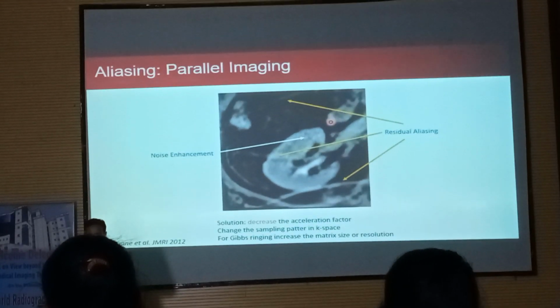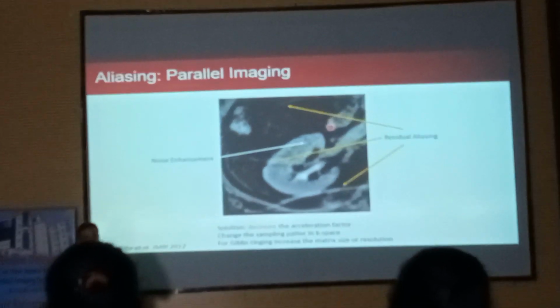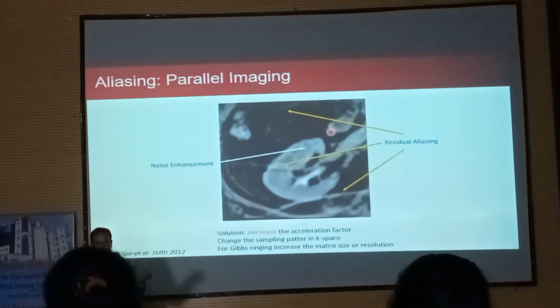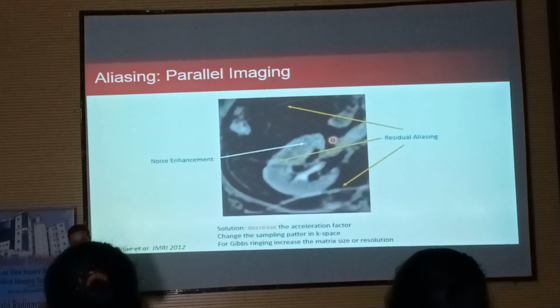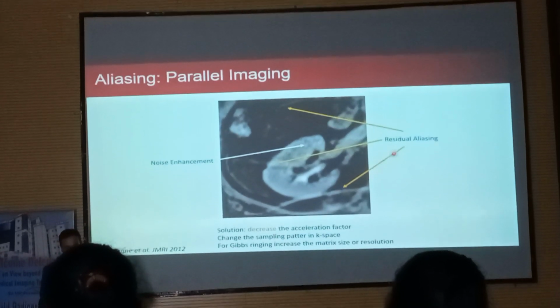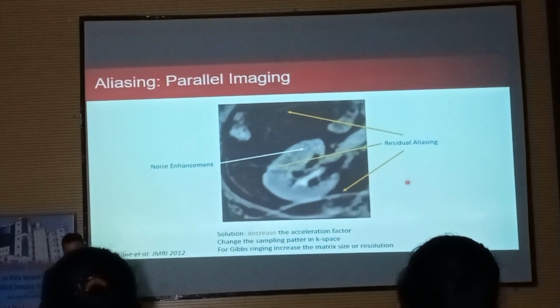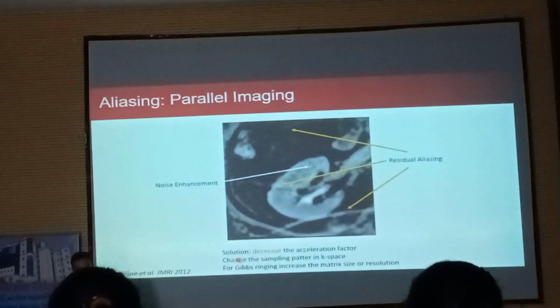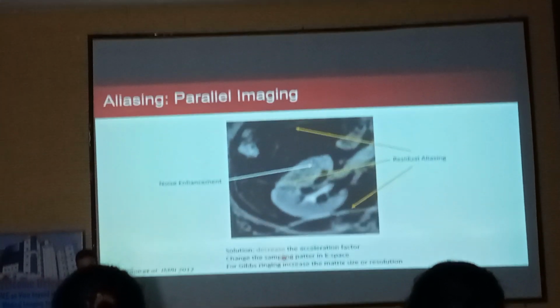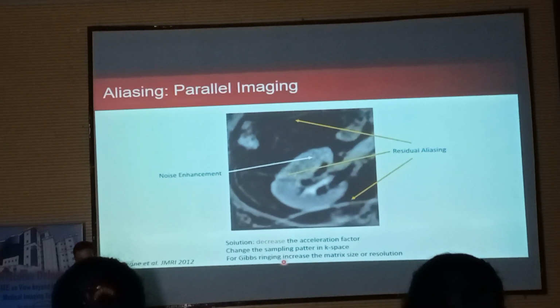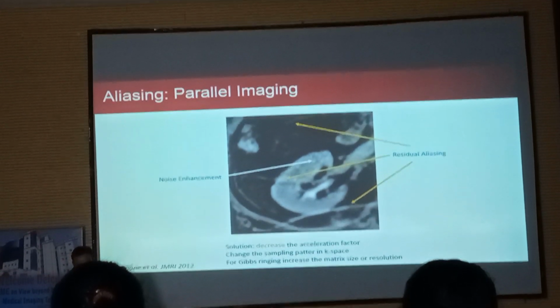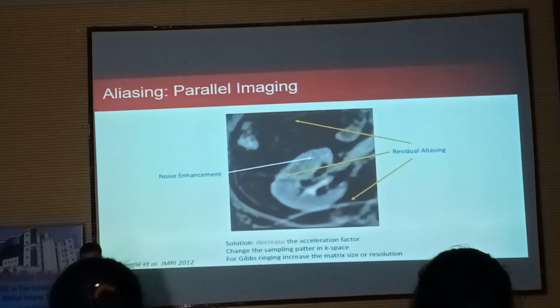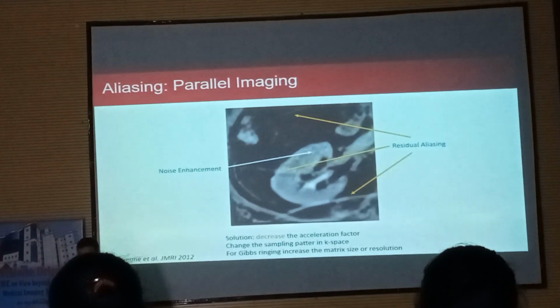Again, you can see here what the side effects of parallel imaging are. It decreases the time, but at the same time we will have a lot of aliasing. Here you can see so much residual aliasing in this picture. The solution to deal with parallel imaging artifacts: decrease the acceleration factor, change the sampling pattern in K-space, and for Gibbs ringing, increase the matrix size or resolution.